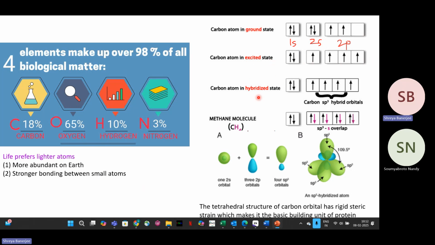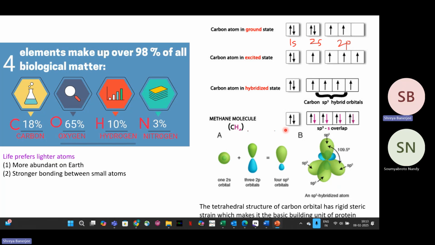And then there is a hybridization between the 2s and the 3 2p orbitals, which forms the sp3 hybridized orbitals. Now each of these 4 unpaired electrons can pair with 1 electron from a hydrogen. So there are a total of 4 electrons from 4 hydrogens pairing with each of these unpaired electrons. That will form the methane molecule, CH4. You can see here 1 2s and 3 2p are combining to form an sp3 orbital which has properties of both s and p, and they are oriented in a tetrahedral orientation.